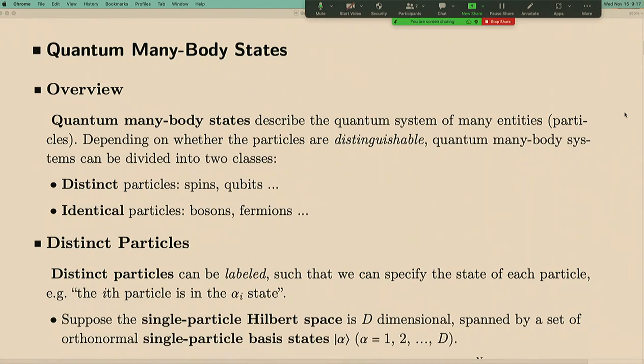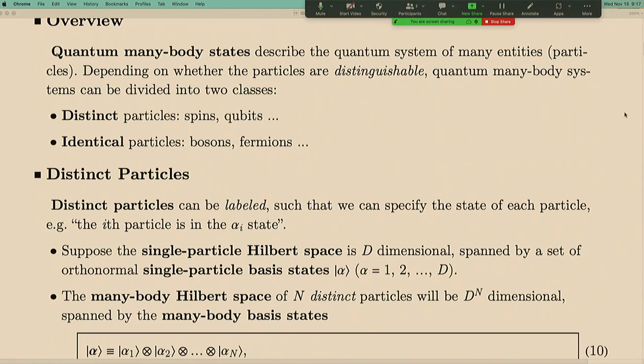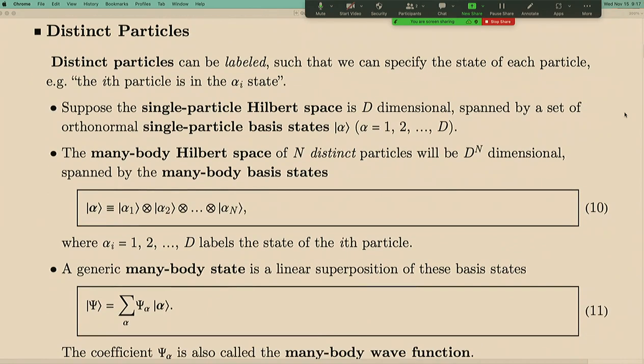The goal of today's lecture is to understand the difference between distinguishable particles and identical particles, and what is special about identical particles. In order to understand the difference and similarity, we first need to start from distinct particles, where the principle is exactly the same as what we just said.